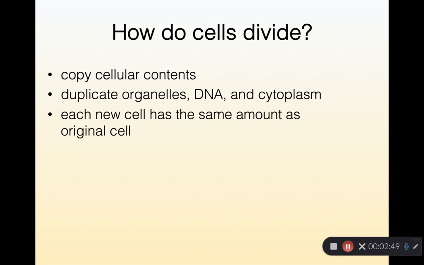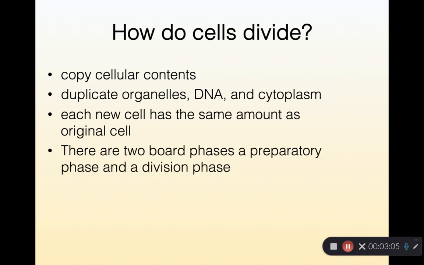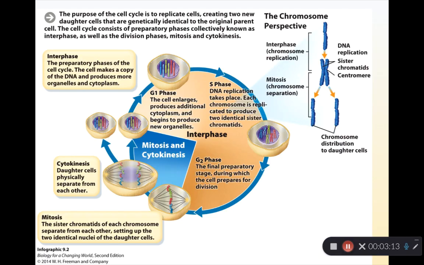So we're really trying to essentially divide and conquer, if you will. We're trying to duplicate all of the organelles that exist. We're trying to duplicate all the genetic material that exists. And we're trying to maintain the structure through the cytoplasm while we do this. And again, we're dividing these into two broad phases, the preparatory phase and that division phase.